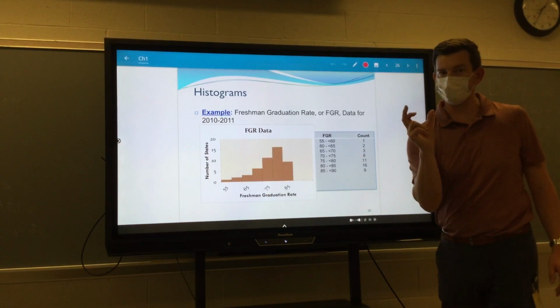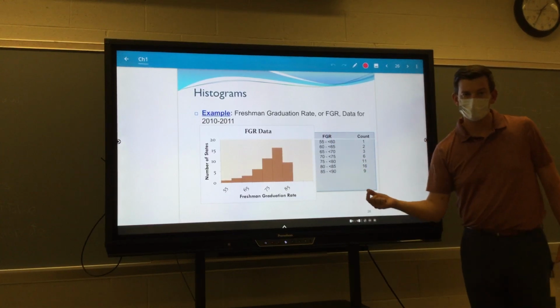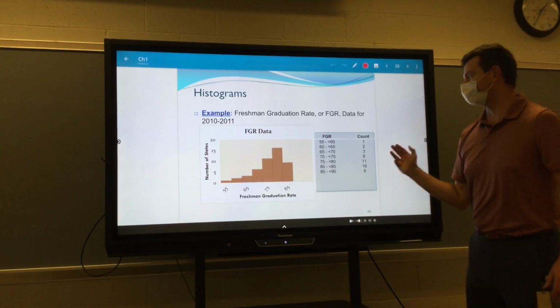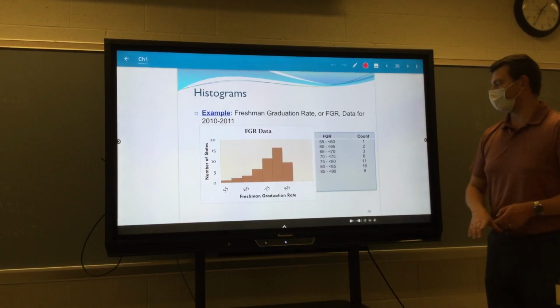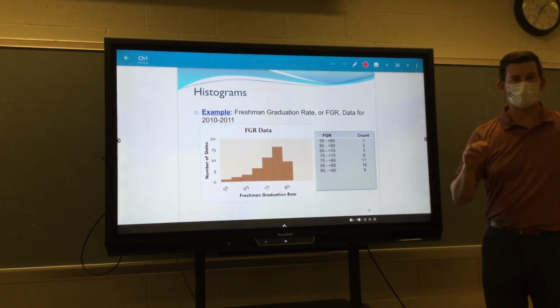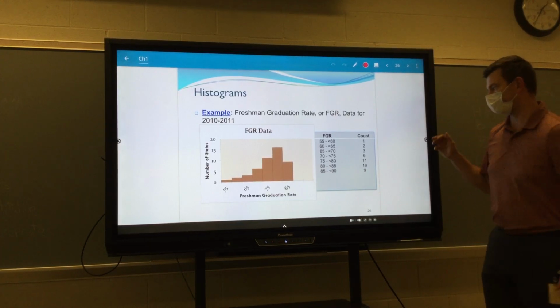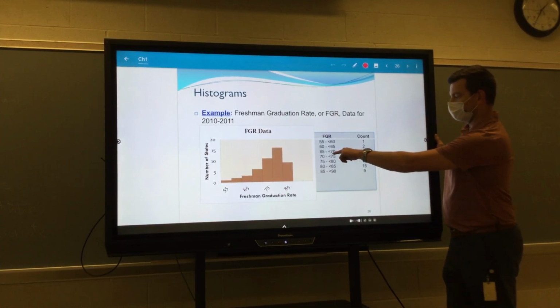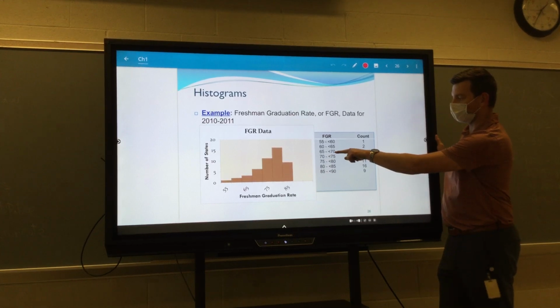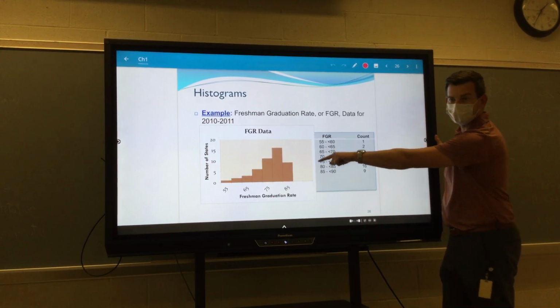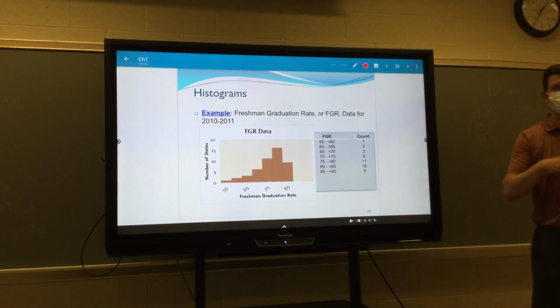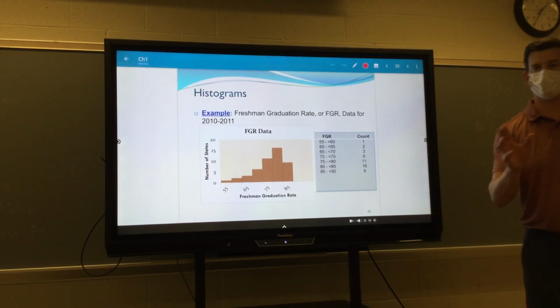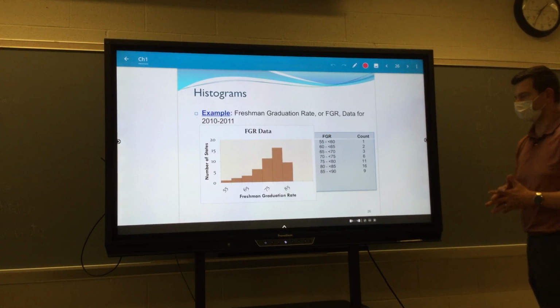Notice the width of these intervals. It's consistent. And also pay attention to those boundaries. Okay? What if you had a state that had exactly 70% freshman graduation rate? It would go into this column right here, the 70 to 75, because we have the less than 70. We're going to talk a little bit about that next week when we use technology to help create a histogram for us.